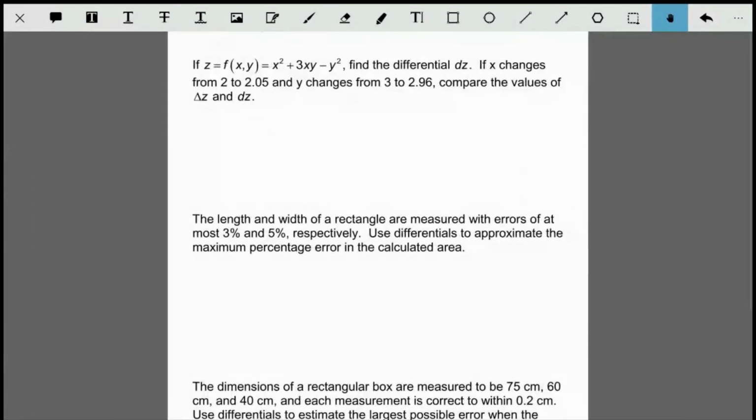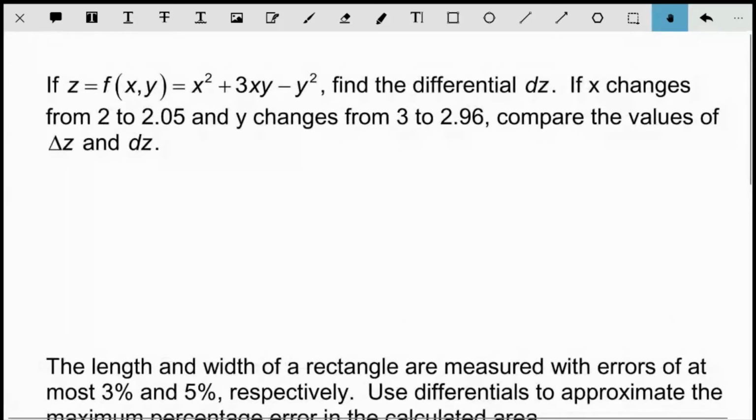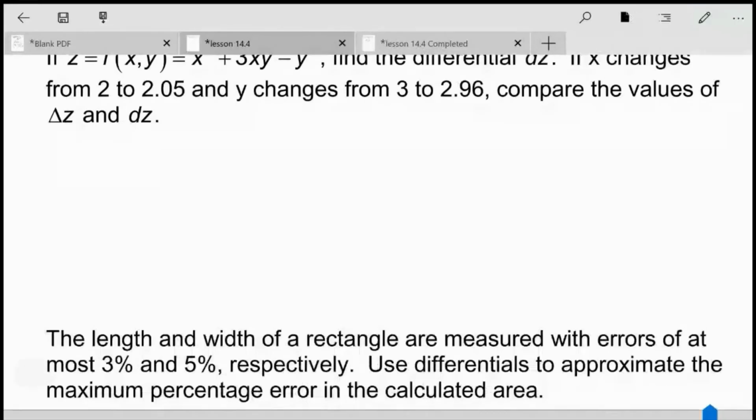All right, so we've got some more problems here, and I'm going to have you try some of these, and then we'll just talk about the solutions. So the first one says if z is equal to f of x, y is equal to x squared plus 3xy minus y squared, find the differential dz. And if x changes from 2 to 2.05 and y changes from 3 to 2.96, compare the values of delta z and dz. And for the error this time, I just want you to find the difference. So you can pause the video, and when you come back, I'll show you the solution.